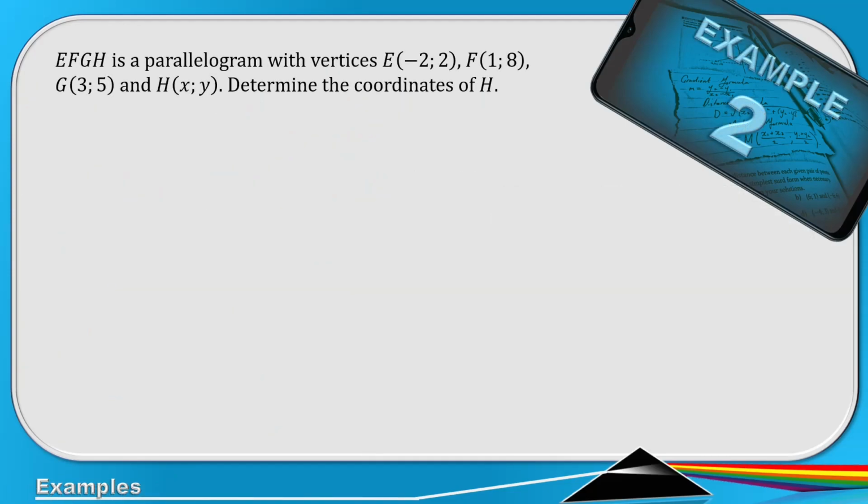Now, in example 2, this is not a proof, but this is actually a question that I've seen so many times in past papers, ranging from grade 10 to grade 12. This question is a very common question. And it says that EFGH is a parallelogram with vertices E, F, G, and H. Okay, determine the coordinates of H.